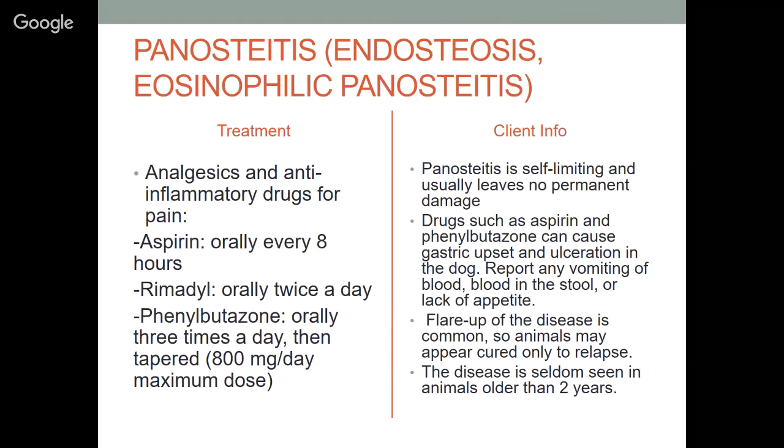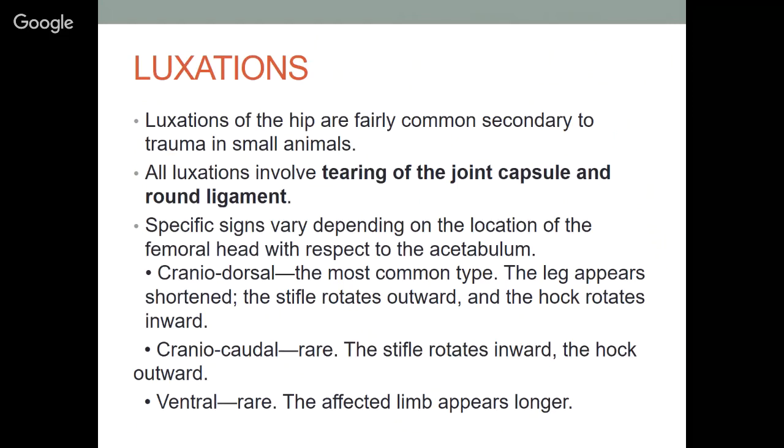Panosteitis is self-limiting and usually leaves no permanent damage. Because bute and aspirin can cause gastric upset, I prefer to use other non-steroidal anti-inflammatories, but we do want our owners to report to us any gastric upset, vomiting of blood, blood in the stool, lack of appetite. Flare-up of the disease is common, so animals are going to look cured but then relapse, but we don't often see it in any animals older than 2 years of age.